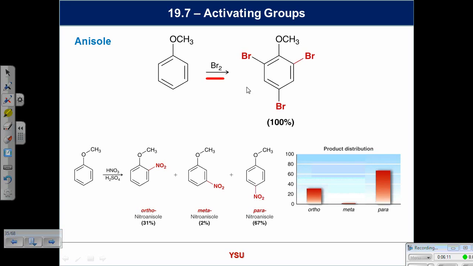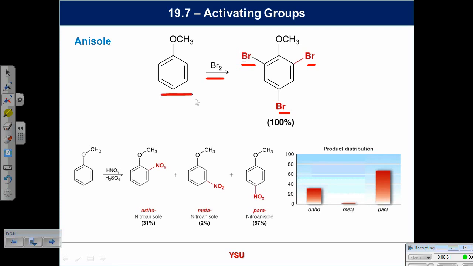And I had a question yesterday: am I expected to know where all these bromines go if I get over-bromination? Yes, you should know where they go, but I'll give you a hint as to how many times it happens. You're not experts at this yet, but you'll be guided to what's going to happen. So now we've got a situation in which three brominations happen.